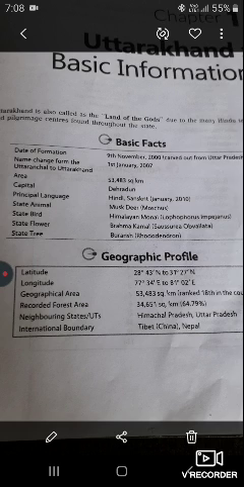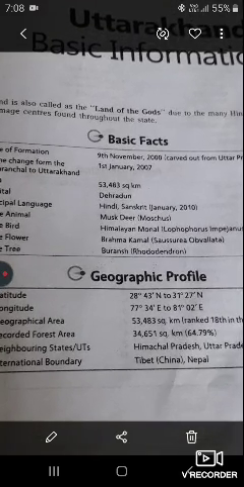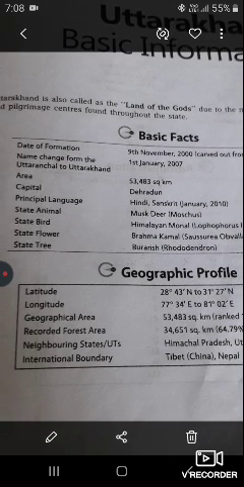53,483 square kilometer. Its present capital is Dehradun. Principal languages are Hindi and Sanskrit, and Sanskrit was accepted as state language in January 2010. State animal is musk deer, and state bird is Himalayan monarch. State flower is Brahma Kamal, and the state tree is Burans, rhododendron.